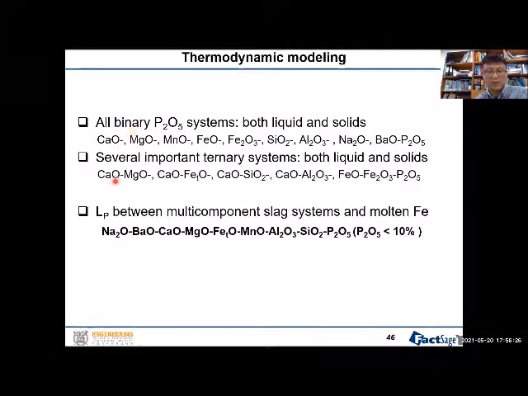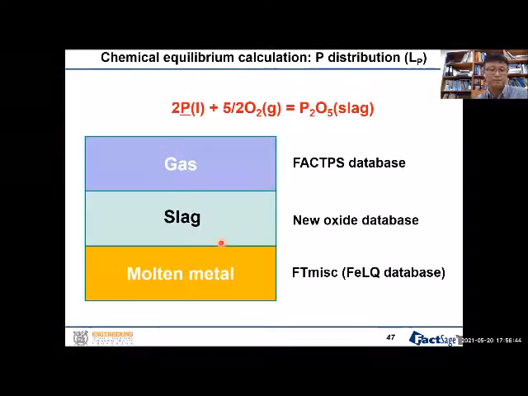So we did all the binary database development. We combined them together and went to the key ternary systems. We cannot cover the entire combination either because we don't have enough time and enough data. So we did the key ternary systems, and then we made a database for the multi-component system and applied this for the real process. So for the real process, we have to do a calculation like this. We have molten steel containing phosphorus, we have slag containing P2O5, and we have a gas phase containing oxygen. We want to do this kind of chemical calculation based on the change of the composition in the metal, slag, and the gas phase. So our new database for the slag is utilized in this calculation.